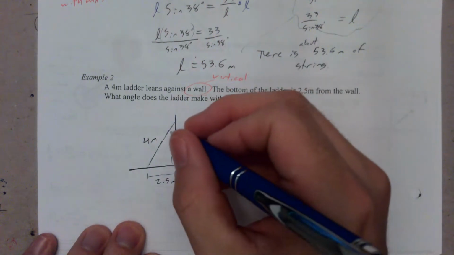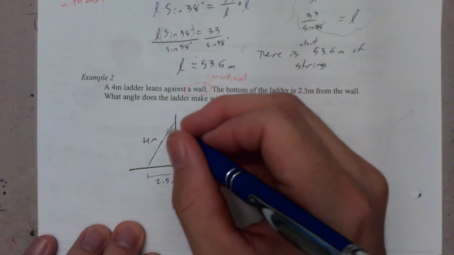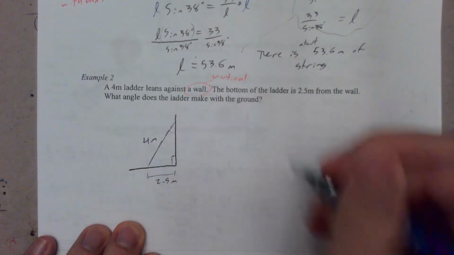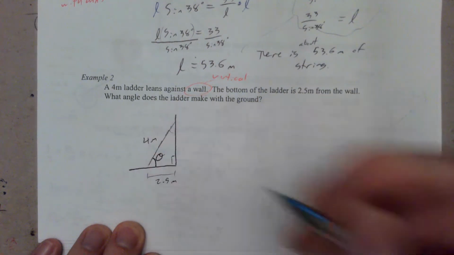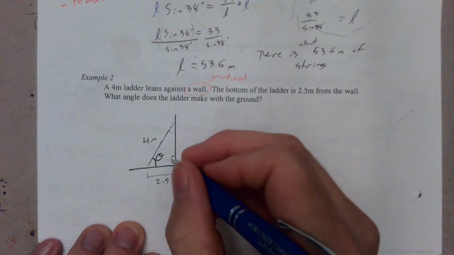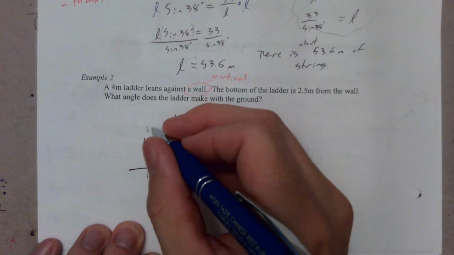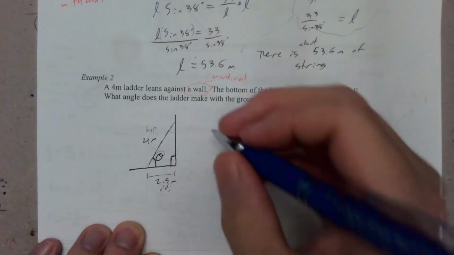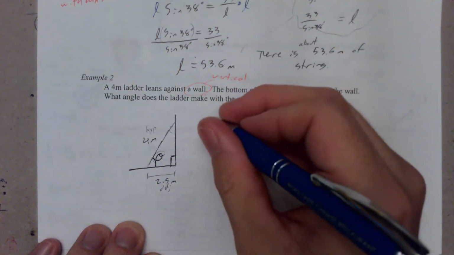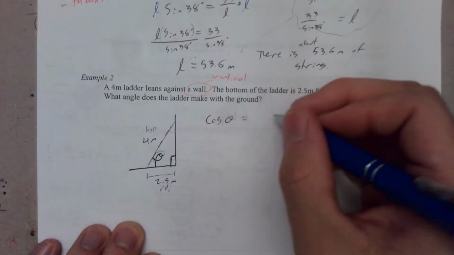This is one case where I could see us finding a vertically oriented angle, because maybe we would want to know the angle that the ladder makes with the wall. We don't in this question. We want the angle that the ladder makes with the ground. Once again, I see a right-angled triangle. I have an angle of focus. I'm given information about the hypotenuse and the adjacent. Sounds like a job for the cosine ratio. Not the cosine law, just the cosine ratio.